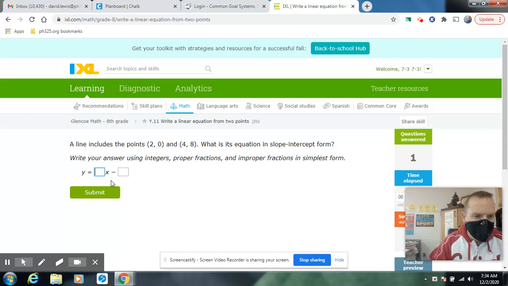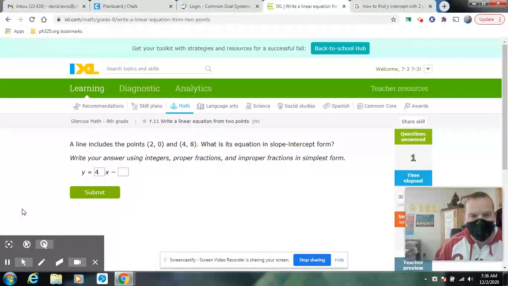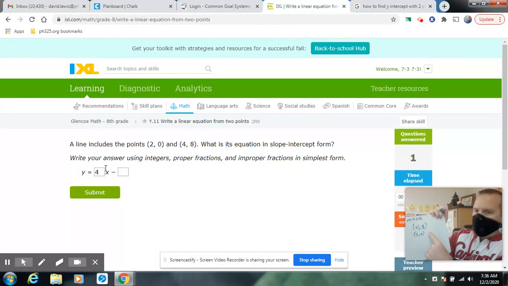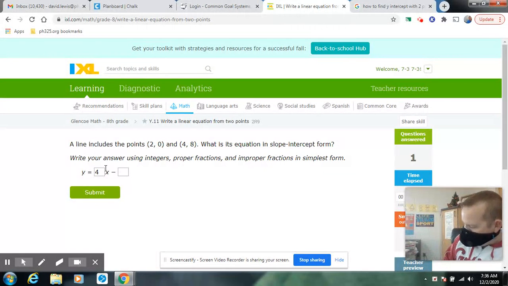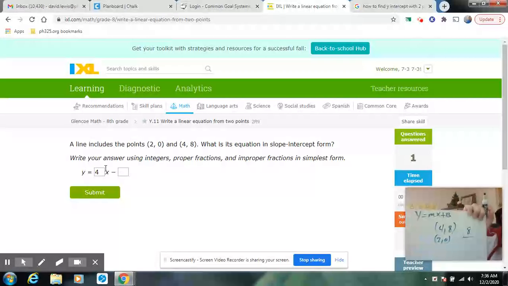I'm going to pause it and clear up my board. All right, now with this one, I already cheated. I already put my slope here. Again, I will stack and subtract them. I'm going to use (4, 8) on the top and (2, 0) on the bottom. So I subtract them. 8 minus 0, 8 goes on the top. 4 minus 2 goes on the bottom. That is 2.